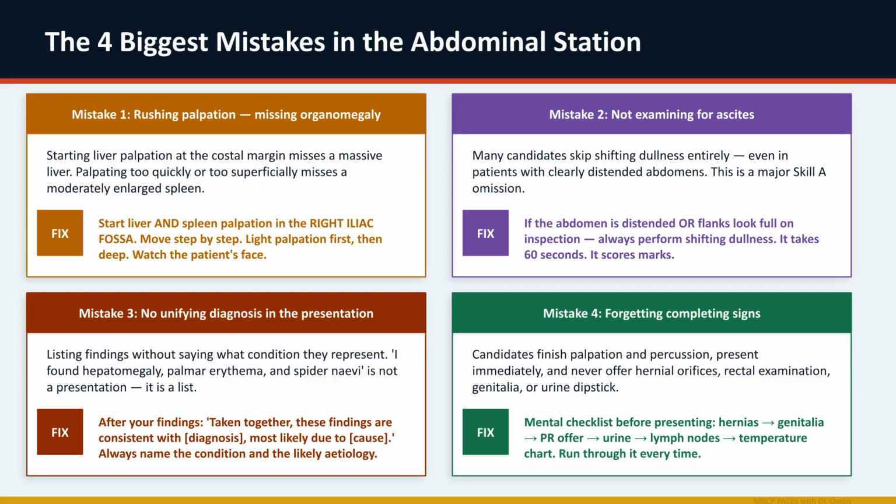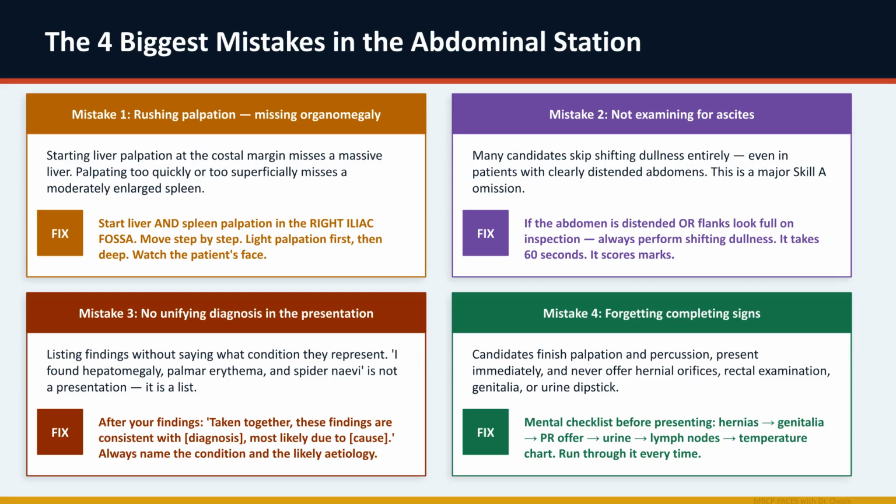Mistake 2. Not examining for ascites. Candidates palpate, percuss the liver and spleen, and then move on to completing signs without ever testing for ascites. This is a significant omission in any patient with abdominal distension, chronic liver disease, or hypoalbuminemia. The fix: if the abdomen appears distended or the flanks appear full on inspection, always test for shifting dullness. It takes 60 seconds and scores marks. Then offer a fluid thrill test if shifting dullness is positive.